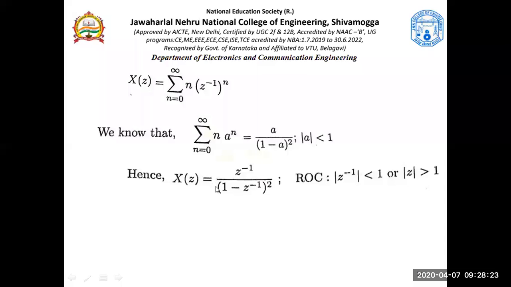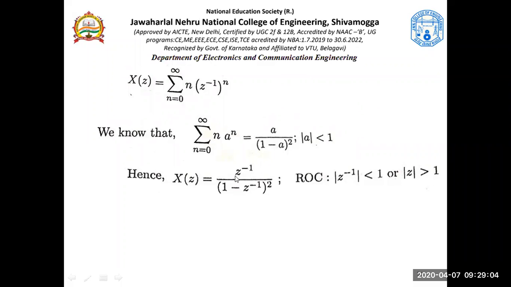Now tell me, seeing this, when do you think X of z would be finite? There are two factors of 1 minus z inverse. It is 1 minus z inverse into 1 minus z inverse. So consider just 1 minus z inverse. For this to be finite, the denominator should not be 0. So that means the magnitude of the denominator has to be greater than 1, which is as good as saying z inverse has to be less than 1. If z inverse is less than 1, this is as good as saying 1 by z is less than 1. So 1 by z being less than 1 means z is greater than 1. So this is the ROC.